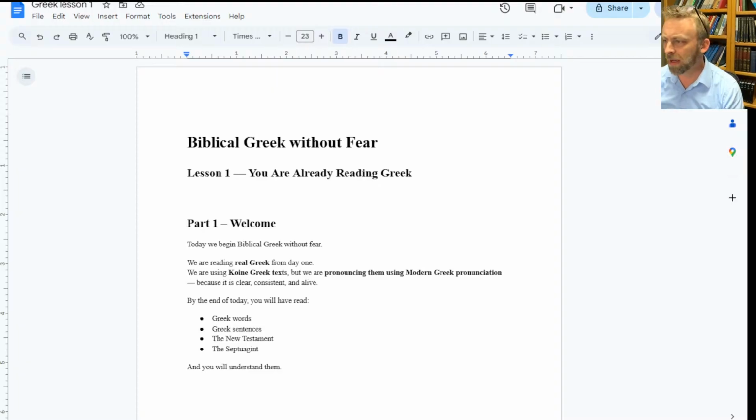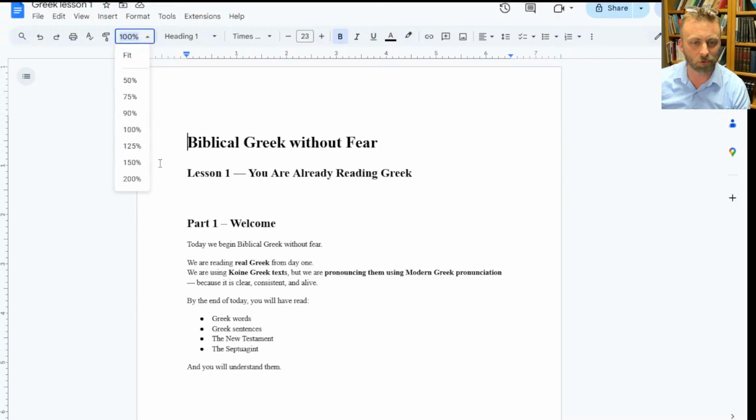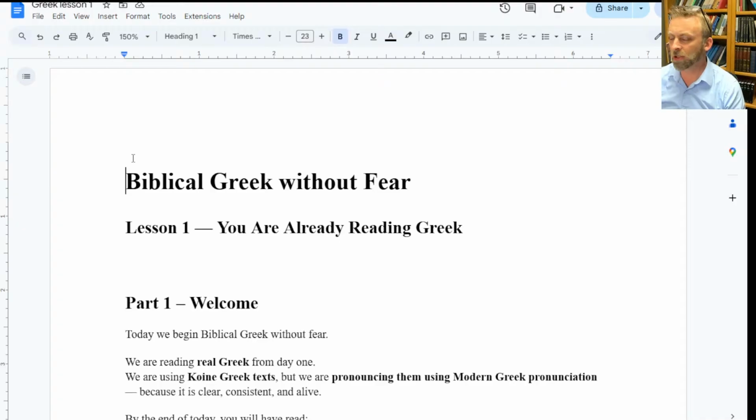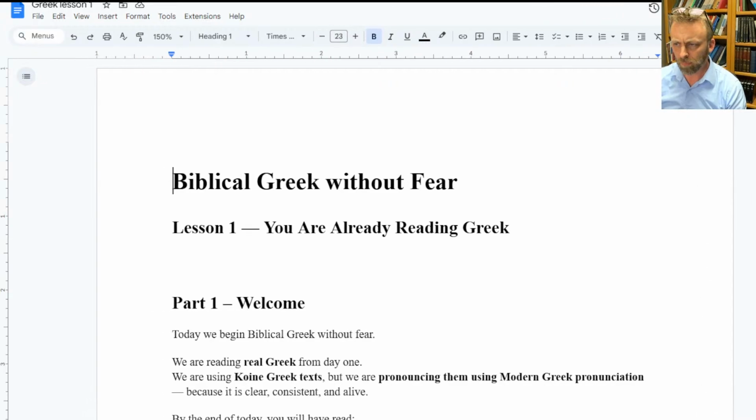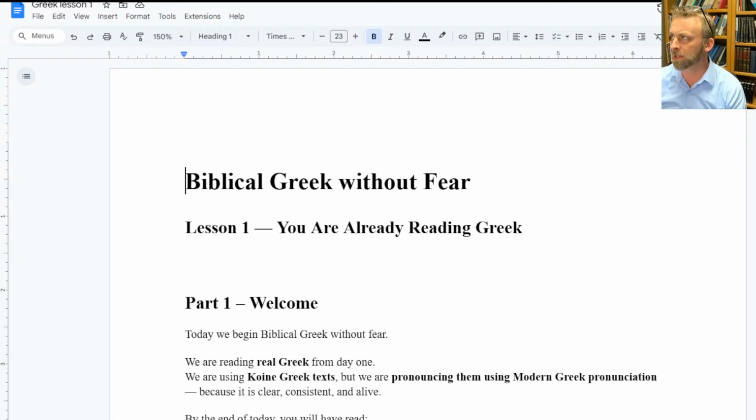So we're going to be looking at biblical Greek today and starting to read it from the beginning. I don't know how many people out there are interested in studying biblical Greek, but I figure we'd spend some time doing that. And we're going to be doing it a little bit differently, because usually when people study Greek, at least in a Christian context, they focus on the Erasmian pronunciation, which is really no longer used in biblical scholarship.